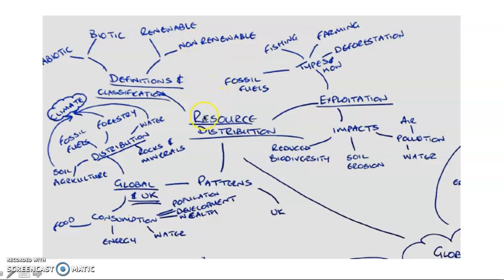Now, we need to look at the distribution in terms of global and UK, and you need some examples to know where some of these key resources are found. So fossil fuels are found in places like the Middle East, and places like Venezuela and the USA. Also, we can look at things like gas. We know that there is some gas from Russia, so that is where it is found.